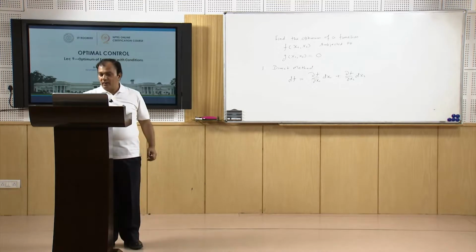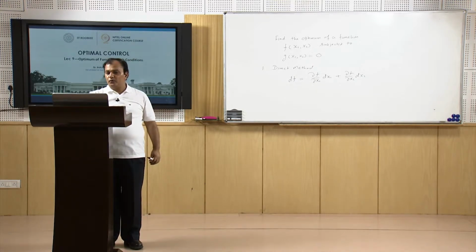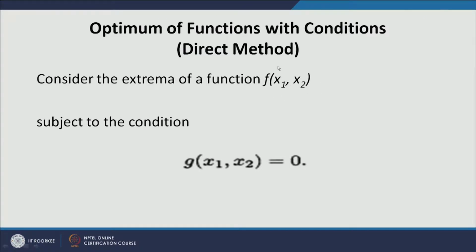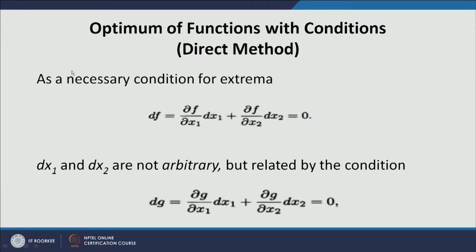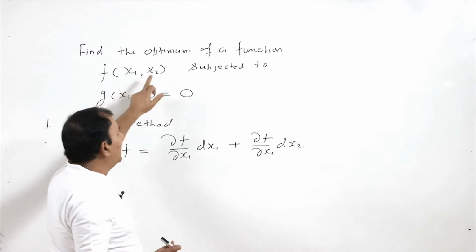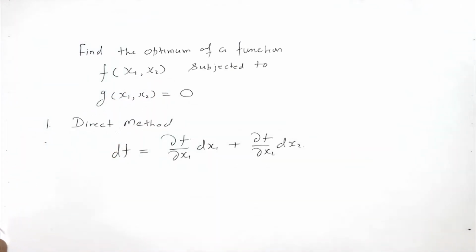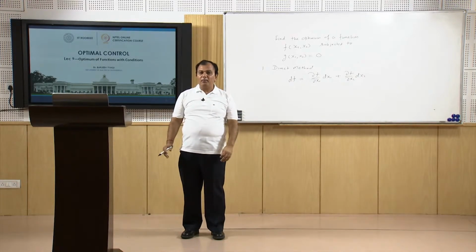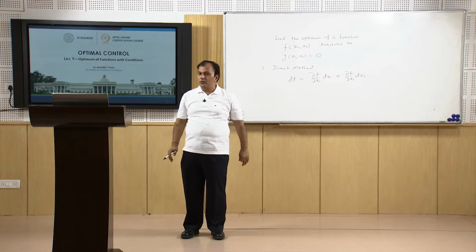So, my problem is to find out, we are considering a function f(x1, x2) which is subjected to the condition g(x1, x2) equal to 0, and my objective is to find the optimum value of this function f. So, my necessary condition for extrema will be del f by del x1 dx1 plus del f by del x2 dx2 must be equal to 0. Now, if these two variables are independent, then we can say del f by del x1 must be equal to 0 and del f by del x2 must be equal to 0.